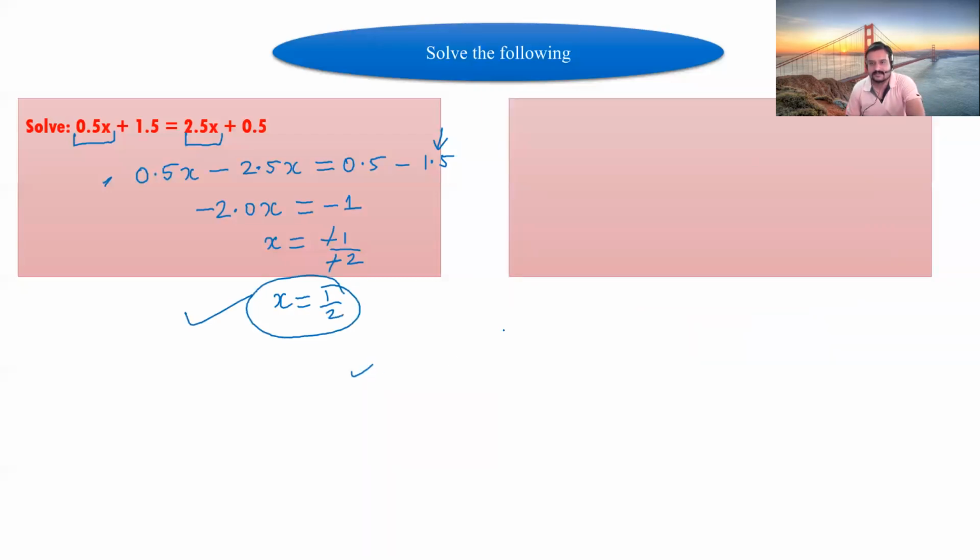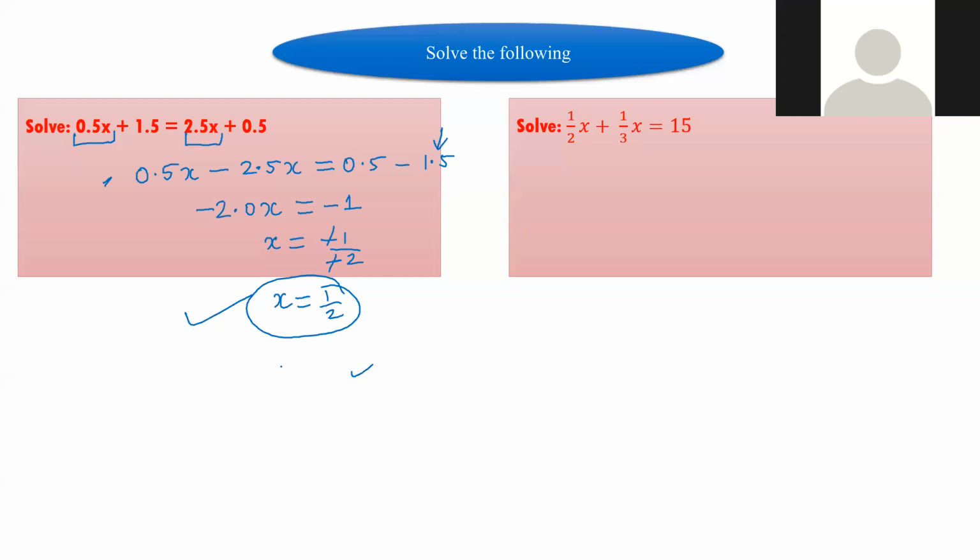We are having one more example. बोलो कौन बताएगा? Yes, Palak. Yes, sir. So here first we will do 1 upon 2x plus 1 upon 3x is equal to 15. Sir, we will not shift here. First we will find the answer of 1 upon 2x plus 1 upon 3x.